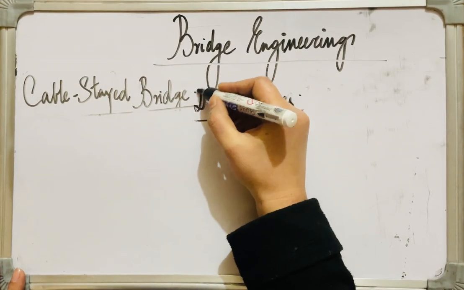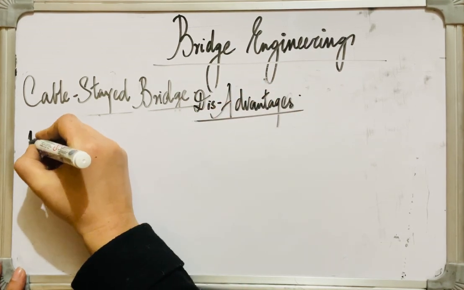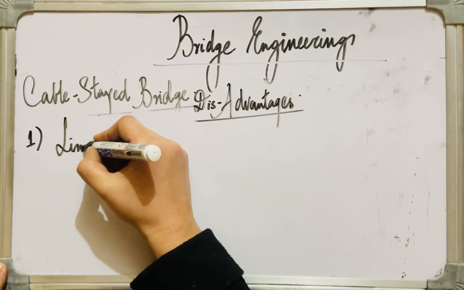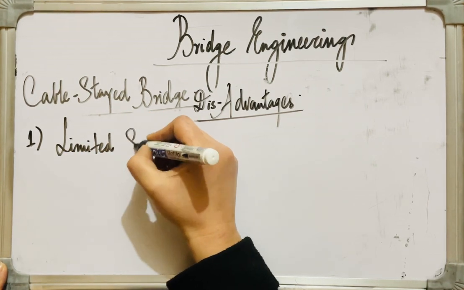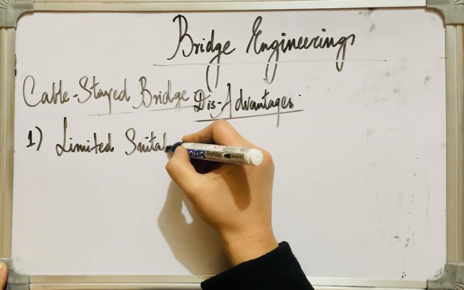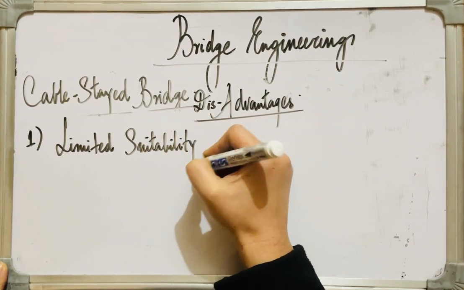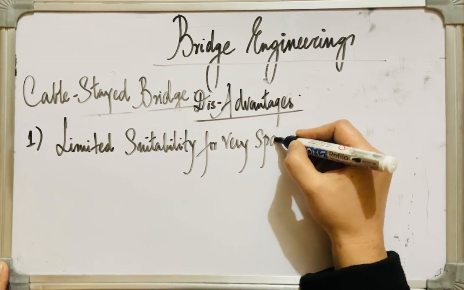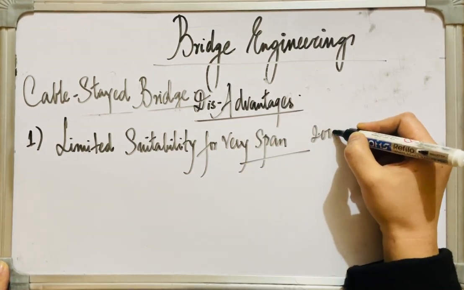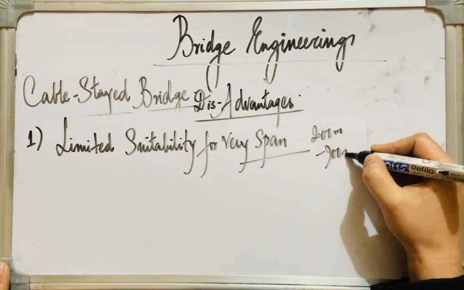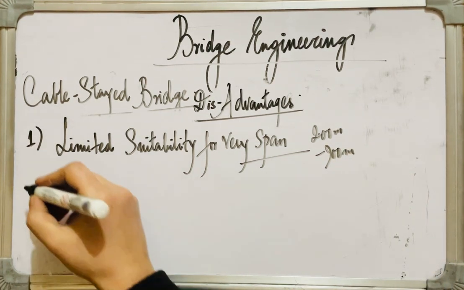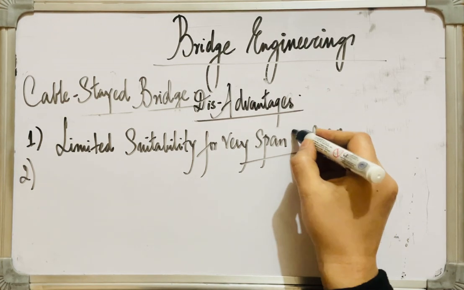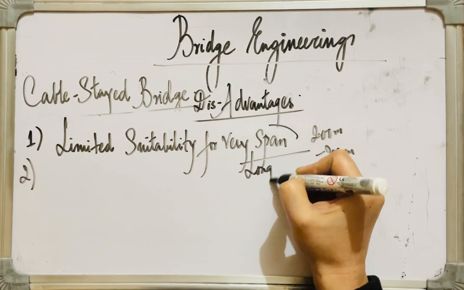Now let's study about disadvantages. The first one is limited suitability for very long spans, because they're only ideal for span ranging from 200 meters to 900 meters. Beyond 900 meters, we have to go for essentially suspension bridge. All right, so they have limited suitability for very long spans.